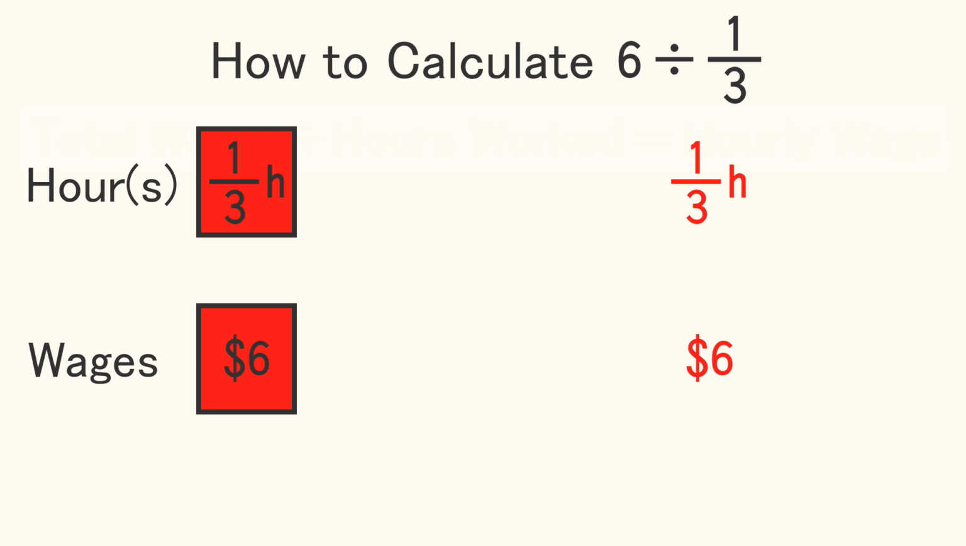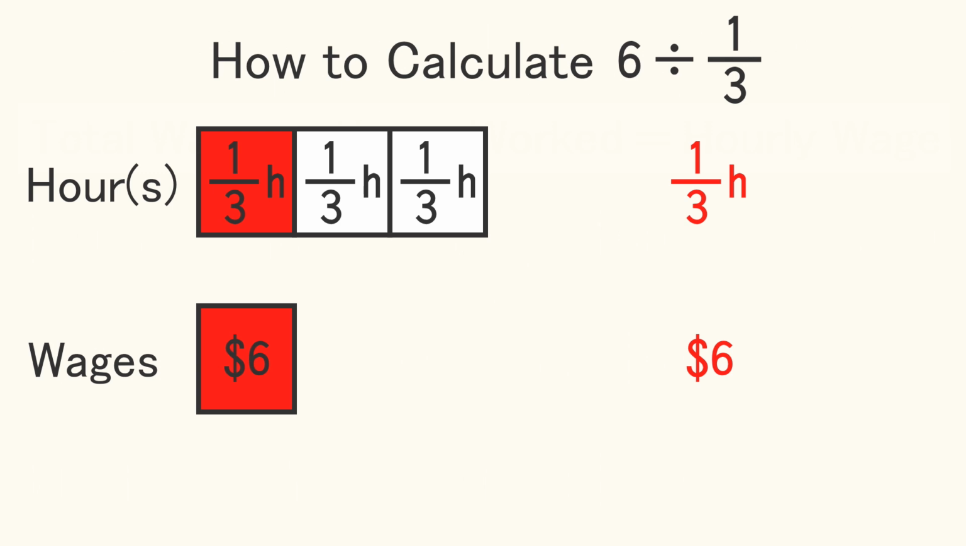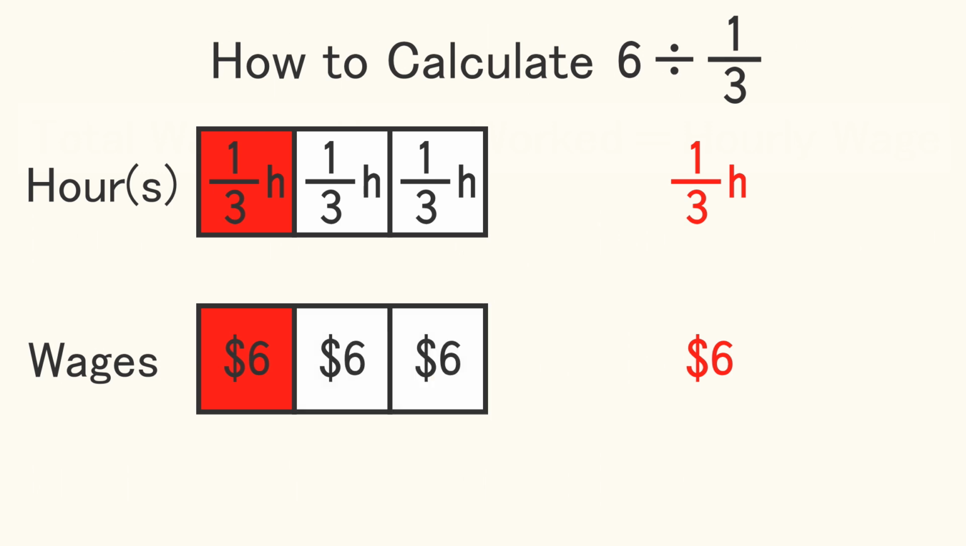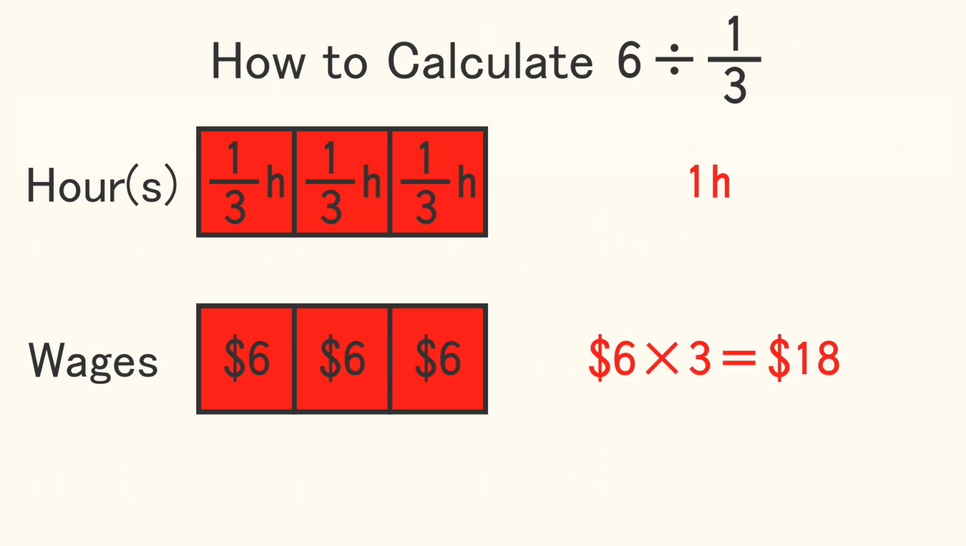First, what is your hourly wage if you receive $6 for 1/3 hour of work? In this case, you can think of working for 1 full hour like this. In 1 hour, there are 3 1/3 hour blocks. So you would receive $6 3 times, with 1 payment for each 1/3 hour block. That means you would receive $6 multiplied by 3, which is $18 in 1 hour.